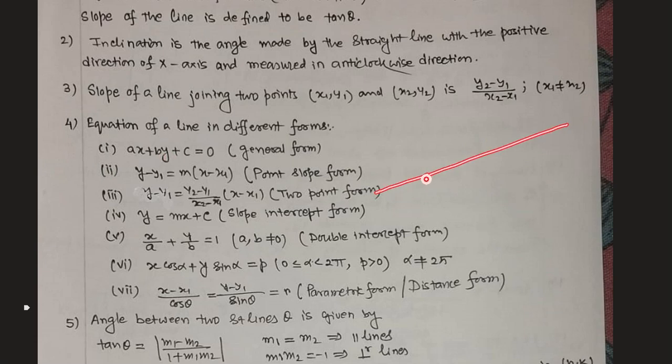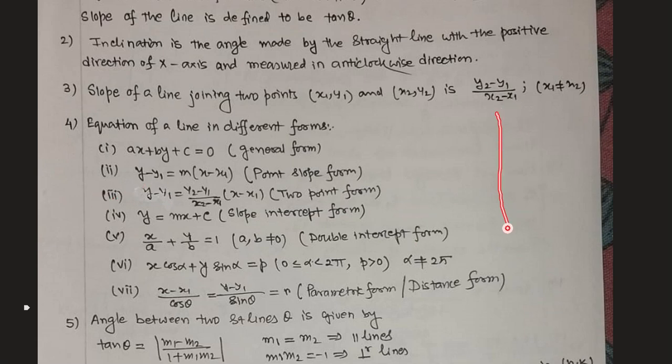If your line passes through two points, x1, y1 and x2, y2, then you can easily calculate the slope as y2 minus y1 by x2 minus x1. Since the slope is known and the line passes through x1, y1, we can write y minus y1 equals y2 minus y1 by x2 minus x1 times x minus x1. That is the two-point form.